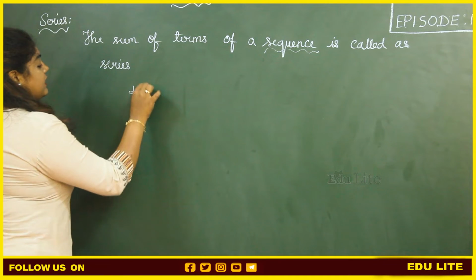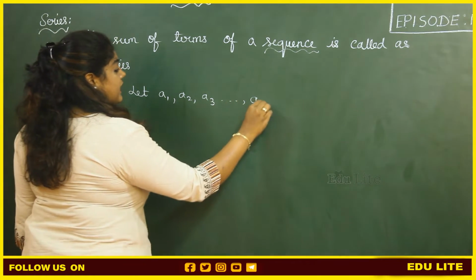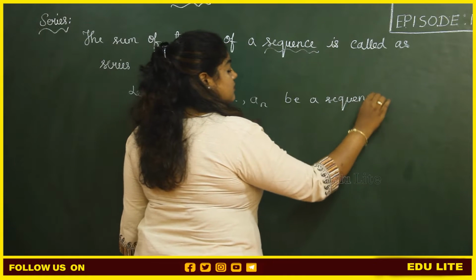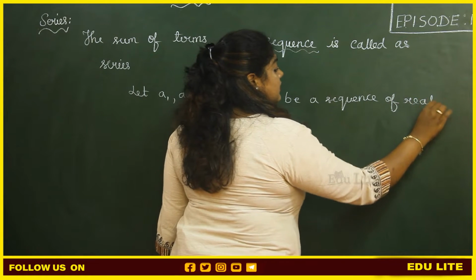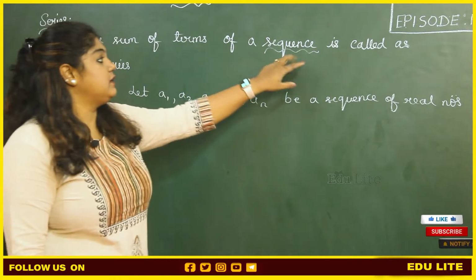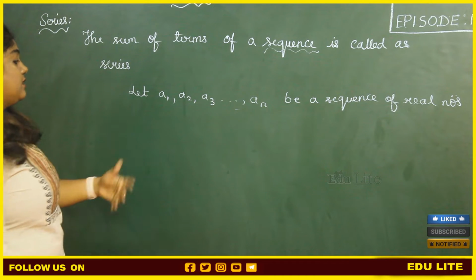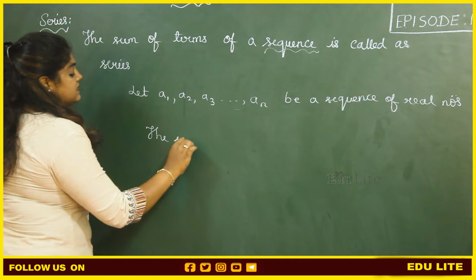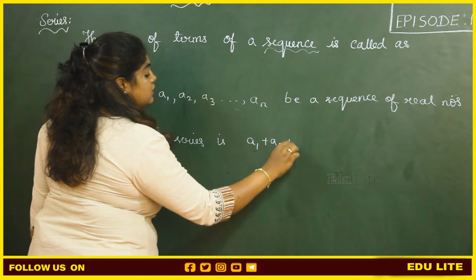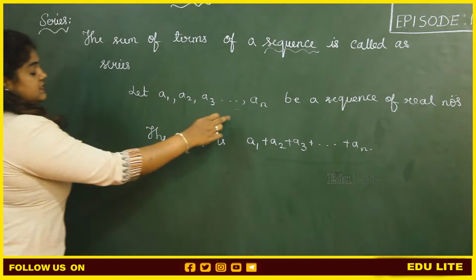Let us consider A1, A2, A3 up to AN. This will be a sequence of real numbers. Then what does a series mean? According to the definition, the sum of terms of a sequence is called as series. We have considered this as a sequence. So, the sum of all these terms is nothing but the series. The series can be represented, for the above sequence, as A1 plus A2 plus A3 up to AN. So, this is the series when a sequence is given.